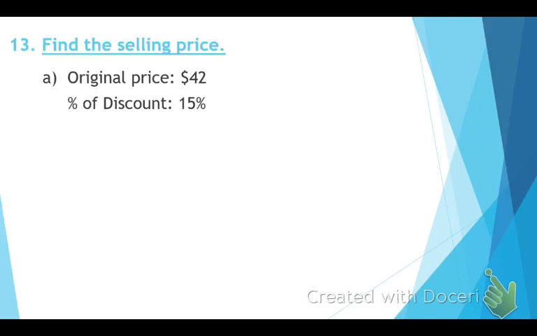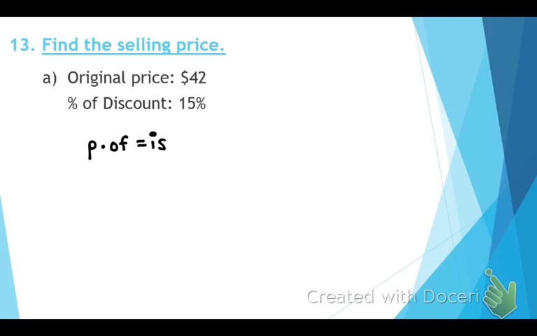All right, number 13 says to find the selling price. The original price of something was $42, and the percent of the discount was 15%. So we did this earlier this week. We're going to start with the formula P times of equals is. So the P is going to be our percent. The of is going to be the original or the starting price. And then the is going to be the selling price or the ending price. I want you guys to see if you remember how to do this. Try to plug those numbers in.